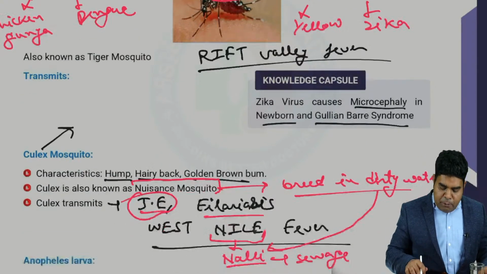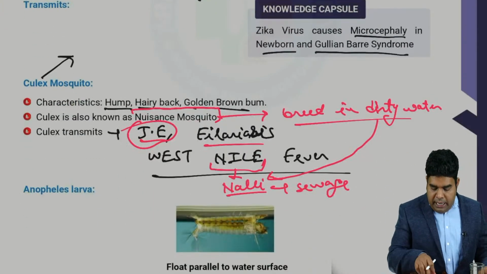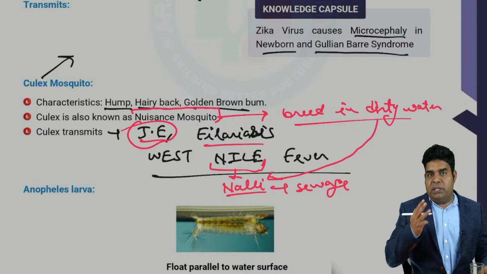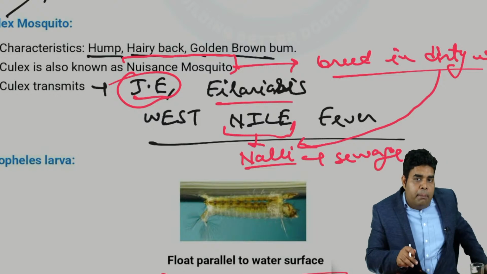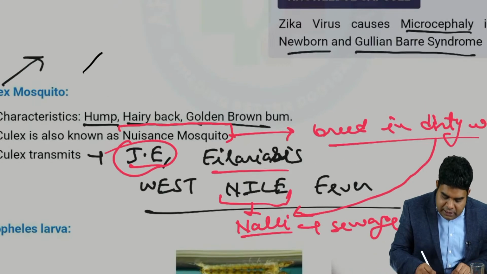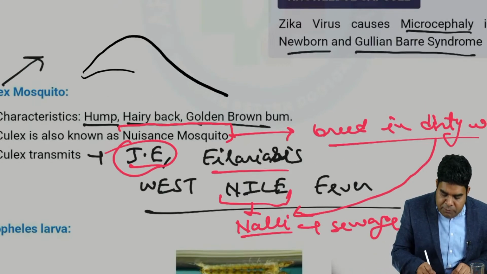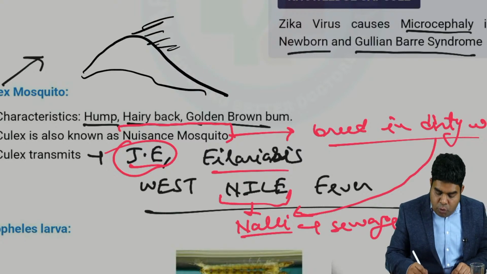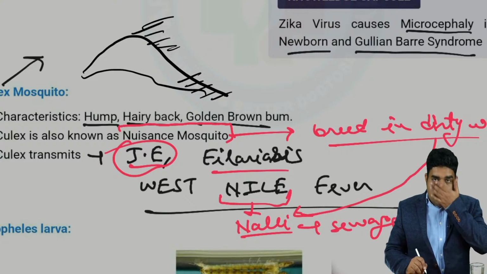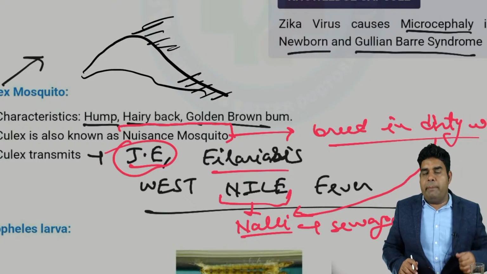Okay, Culex mosquito. I missed giving you the image here. It will have 3 things. First thing, when Culex sits, it will have a hump, not bump. The hump. That means Culex will sit in this posture while biting. Second thing is Culex will have hair on the back. Third, it will have a golden brown bump. So hump, hair on the back, golden brown bump.